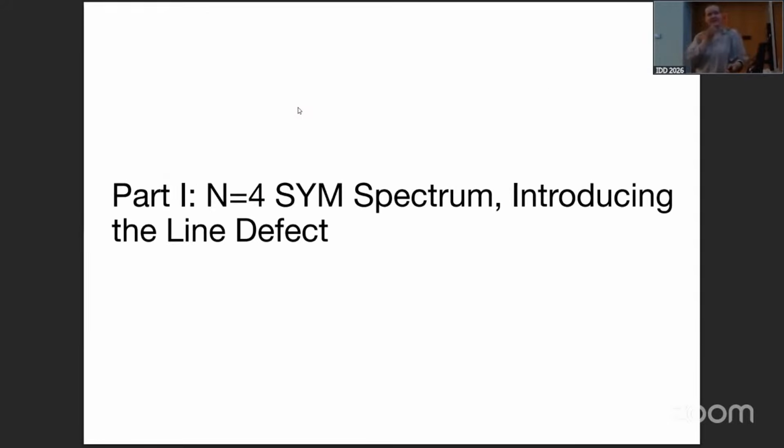Okay, so I will start with a gentle introduction. Because of course, as you understood from my title, we'll talk about the line defect, but I will focus first on n equals 4 super-Yang-Mills theory, which you all know and love. And I will discuss a bit the spectrum of this theory. Then I will try to introduce the line defect, which we are going to talk about in more detail, because we will just discuss the spectrum of this line defect.